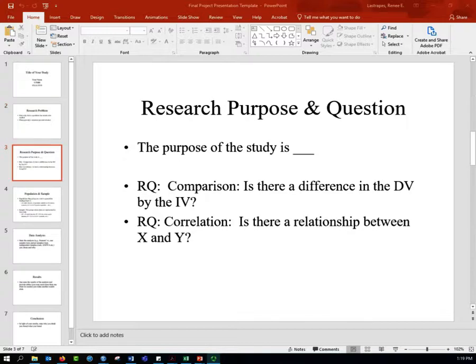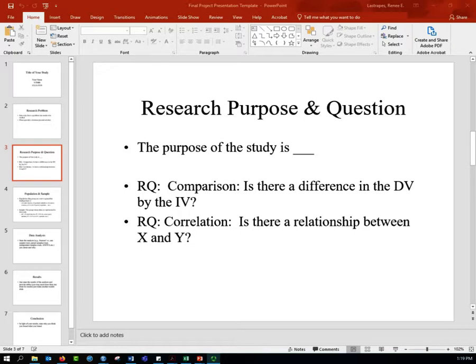Okay, so the research purpose and question. The purpose of the study is to, and so forth. And then research question, I only want one, and if you're going to do a comparison, is there a difference in the dependent variable by the independent variable? And I'll give you an example of that. If you're looking at correlation, or if you're going to do a prediction, you'd say, is there a relationship between X and Y, or does X predict Y?